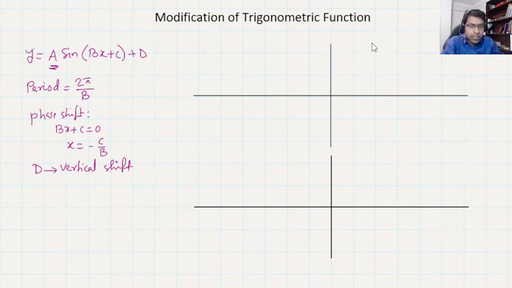So let's start with the very basic graph, y equals sine x. If you remember how to plot y equals sine x, you know that this is our x and this is our y. When we are doing sine x, our period is twice pi, so one complete circle will be completed in twice pi.